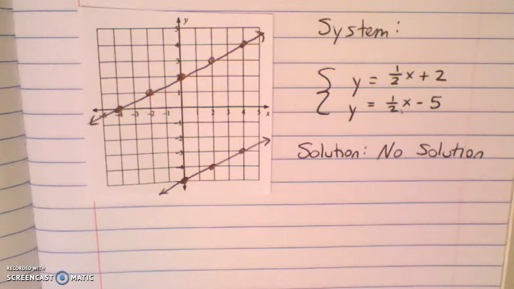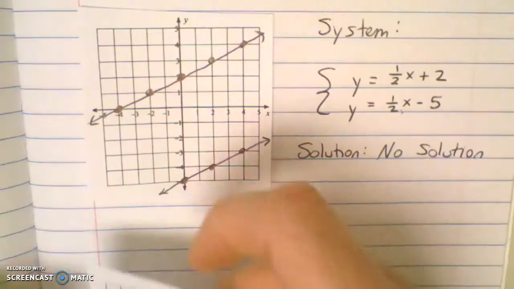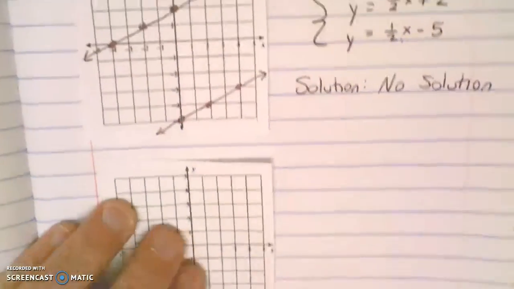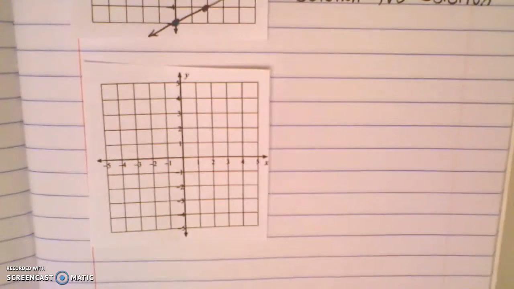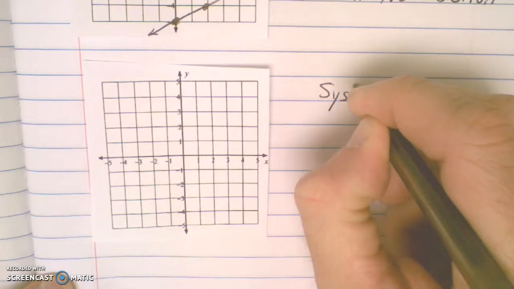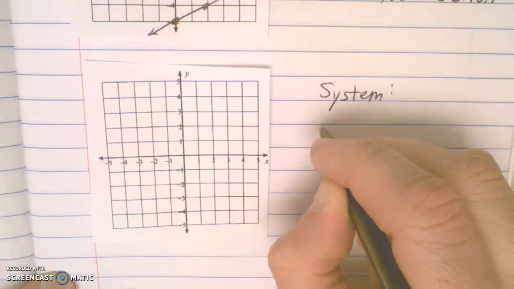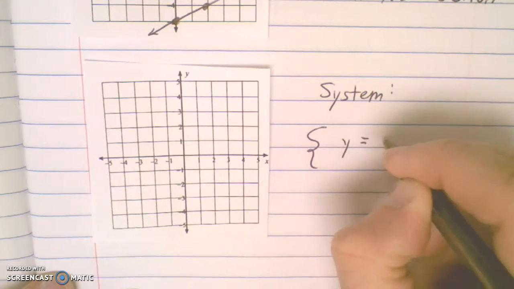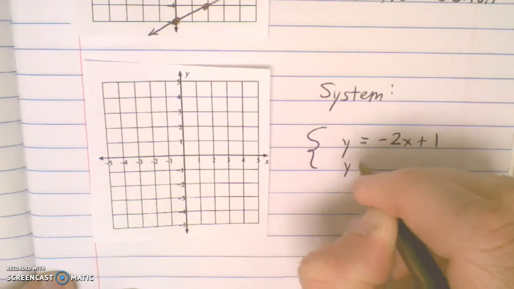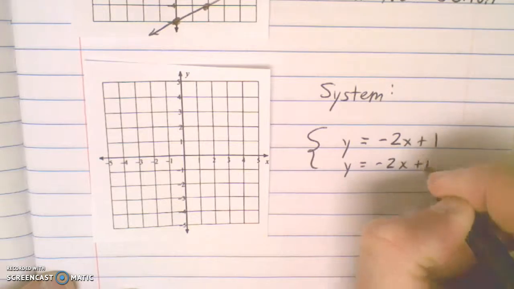All right, and then using the last graph I gave you, so there should be 5 graphs altogether in your notebook today. We're going to graph our last system, which will be y equals negative 2x plus 1, and y equals negative 2x plus 1.